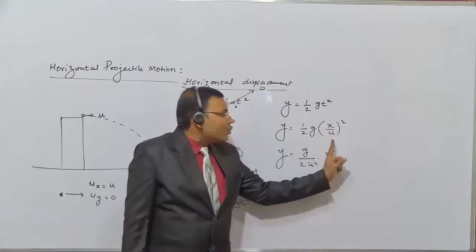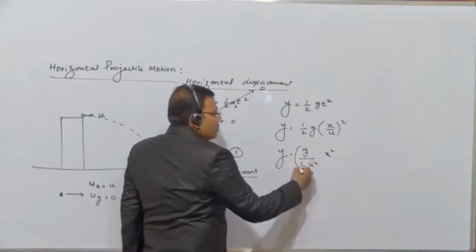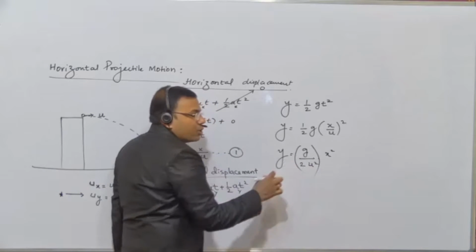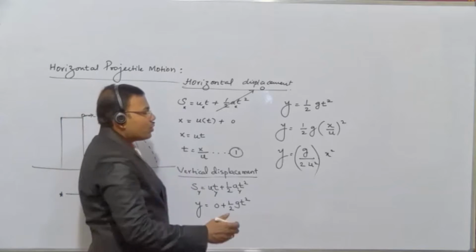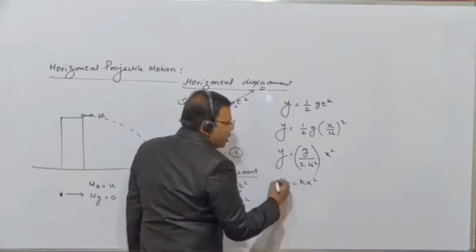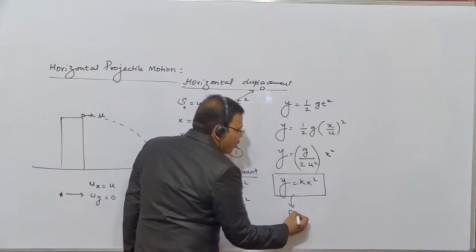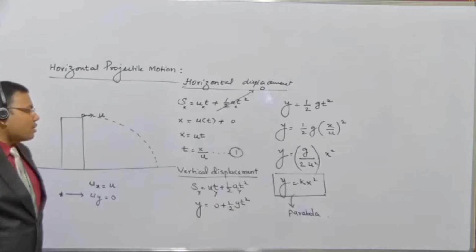So x square by u square, the same thing. Suppose this g by 2u square is a constant. Initial horizontal velocity, that is u, also remains constant throughout the journey, that also I said. So therefore y is equal to kx square, and this y is equal to kx square is the standard equation of a parabola. So therefore this represents a parabolic path.